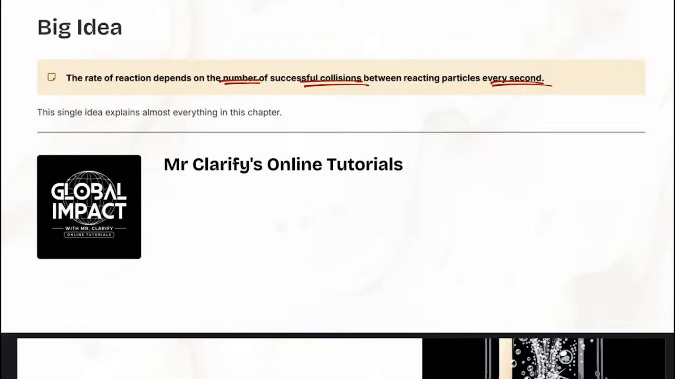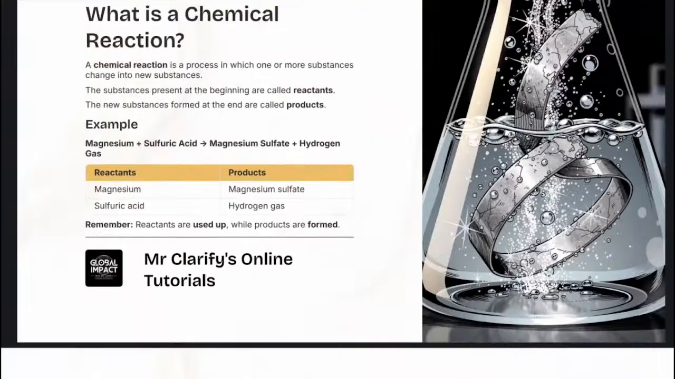And a collision has to be successful for a reaction to happen. If we want to find the speed of a reaction, we see how many successful collisions we have every second. Are we together? How many successful collisions? So, here we are back at it, the background. A chemical reaction is a process in which one or more substances change into new substances. This is just what a chemical reaction is.